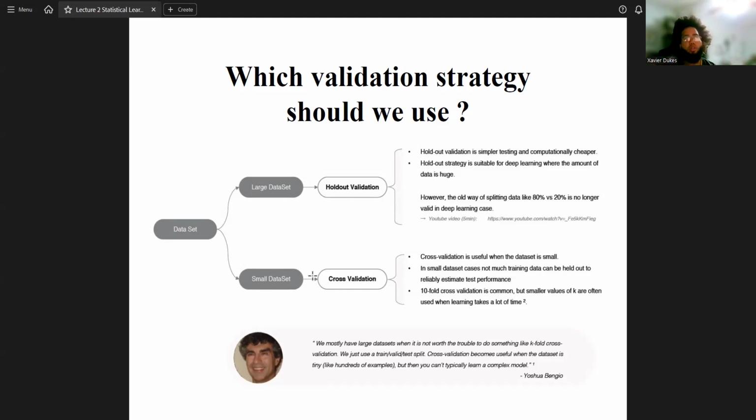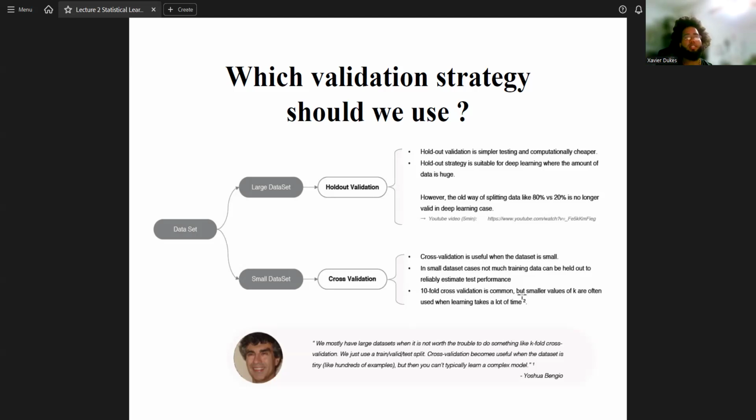In small data, we should use cross-validation because there is an issue where if we only have 10 images, two of them are pink rifles and 8 of them are black handguns, there's a possibility that if I'm selecting 2 or 3 images for testing, that pink rifles are never considered in the training data. There's that possibility. Cross-validation is useful when the data set is small, in cases where not much training data can be held out to reliably estimate test performance.